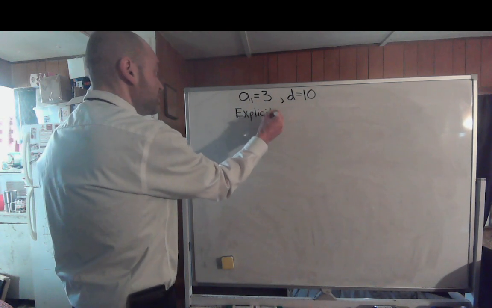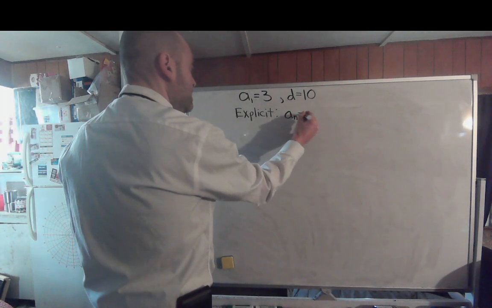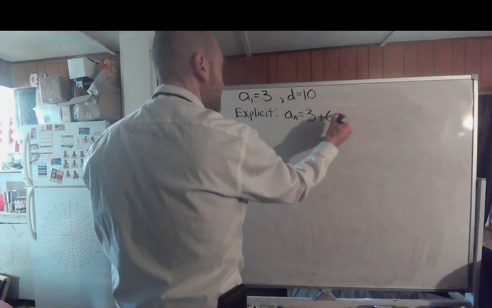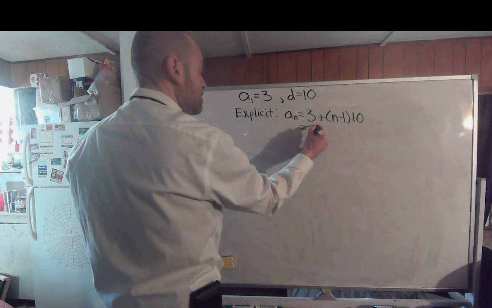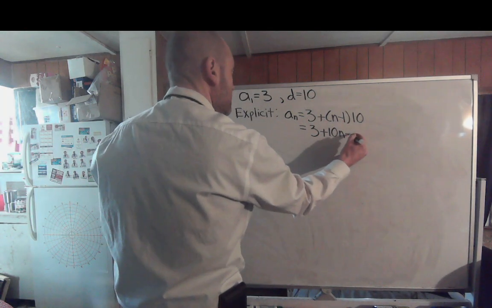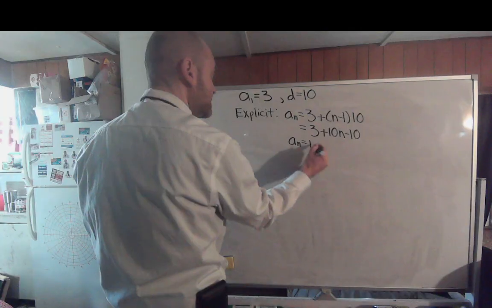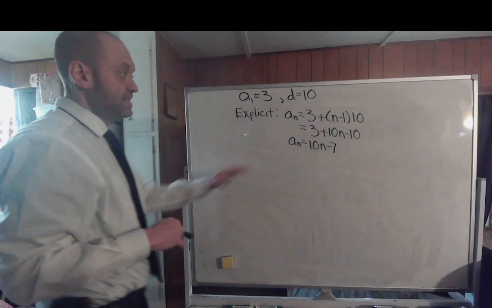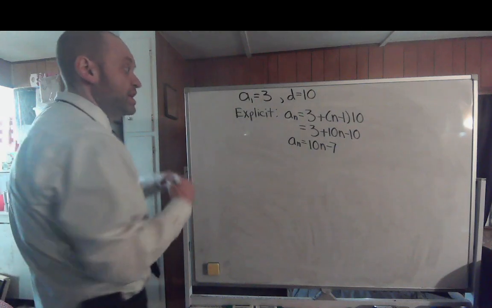The explicit formula, of course, is going to be a sub n equals your a sub 1, which is 3, plus the quantity of n minus 1 times your common difference of 10, which would equal 3 plus 10n minus 10, which means the explicit formula ends up being 10n minus 7. So that's the explicit formula for this arithmetic sequence. Now let's find a recursive.